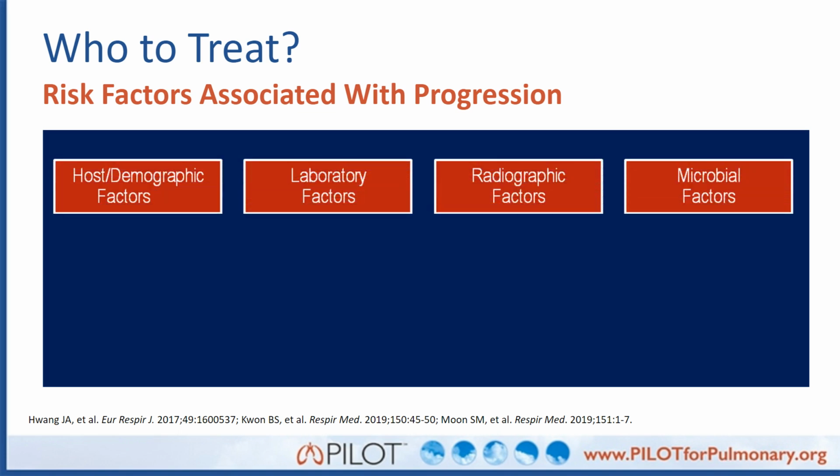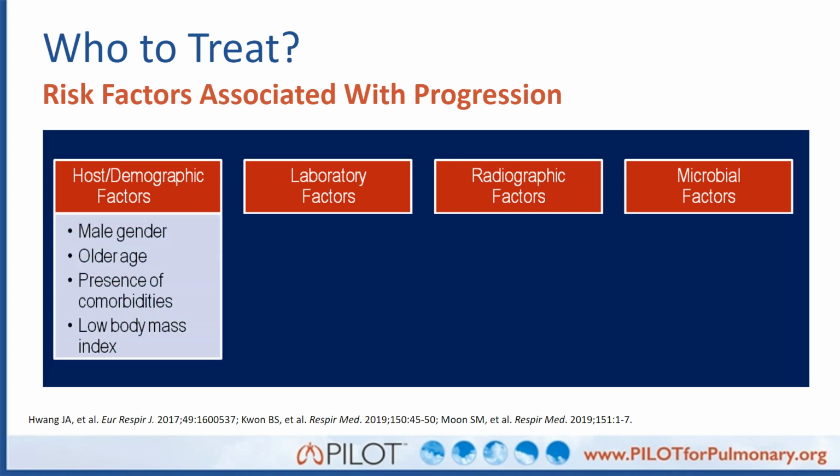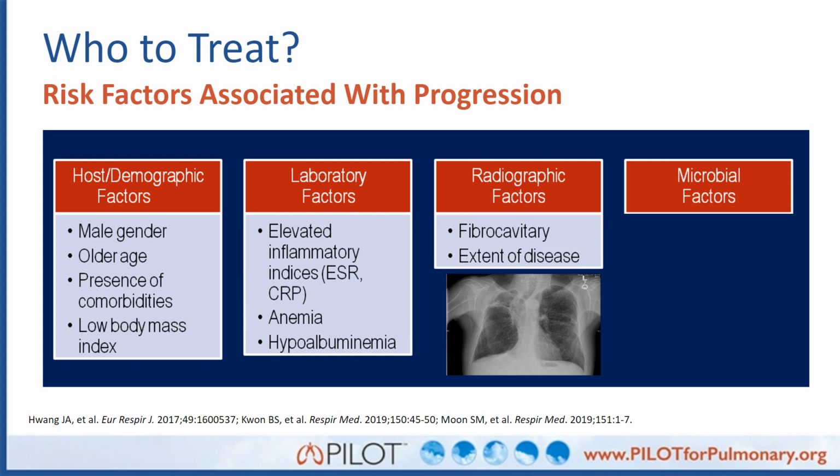And there are certain risk factors associated with progression in which patients may warrant antibiotic treatment. Some of these risk factors are male gender, older age, and the presence of comorbidities, for example chronic reflux, aspiration, immunoglobulin deficiencies, low body mass index, elevated inflammatory markers, anemia, hypoalbuminemia, and a high extent of disease. For example, if they have cavities on their CT scan, they have a higher burden of infection and are more likely to progress. If they're smear positive, they may be more likely to progress. And the type of species matters, for example, rapidly growing mycobacteria are more likely to progress.